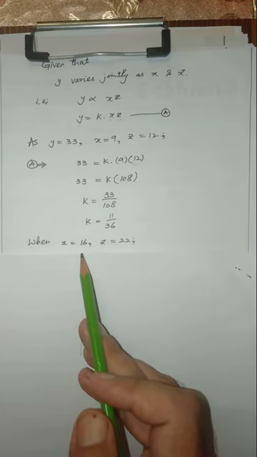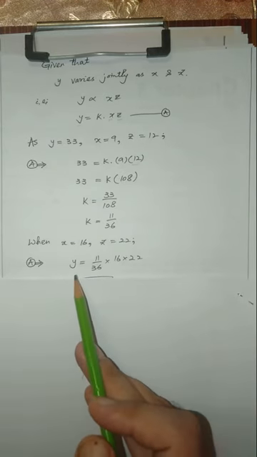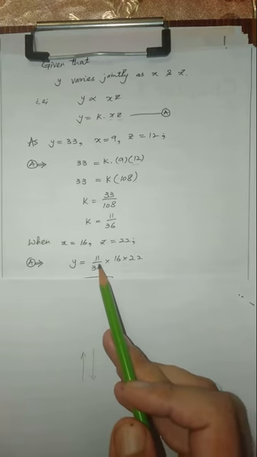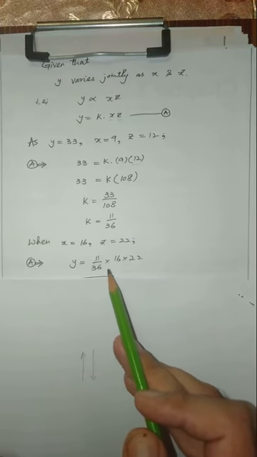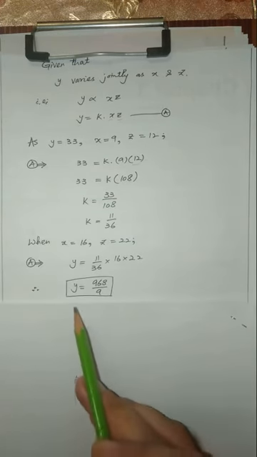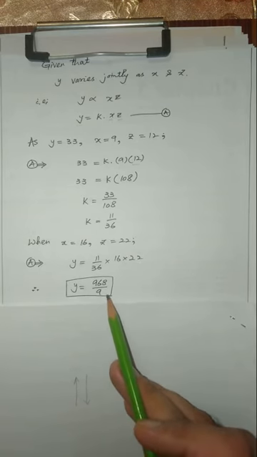When x is equal to 16 and z is equal to 22, then equation A implies for the value of y: y is equal to, putting the value of k, which is 11 by 36, into 16 into 22. After simplification, y is equal to 968 by 9, and this is the value of y.